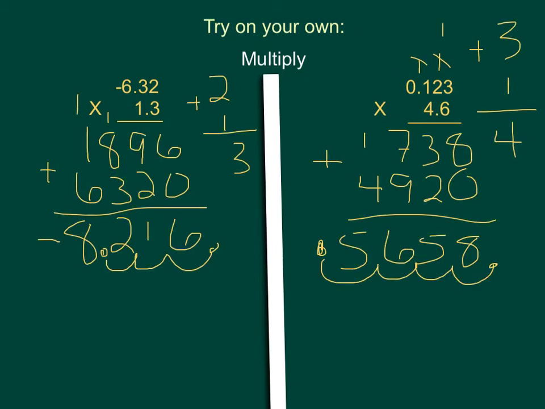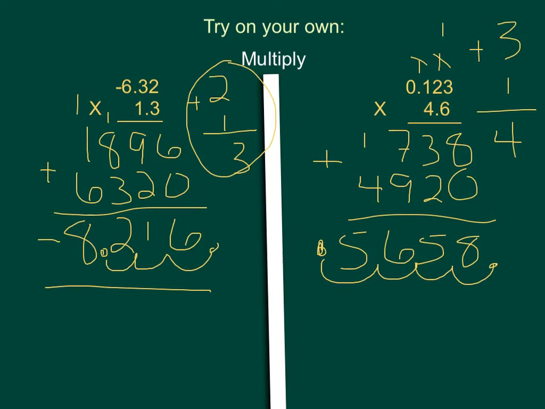In the first example, after doing the multiplication out, I go back and look and see that there were 3 numbers total after the decimal in the factors. Therefore, there were 3 numbers after the decimal in the answer. I also noticed that it was a negative times a positive. Since the signs are different, the answer is negative. Negative 6 32/100ths times 1 3/10ths is negative 8 216 thousandths.